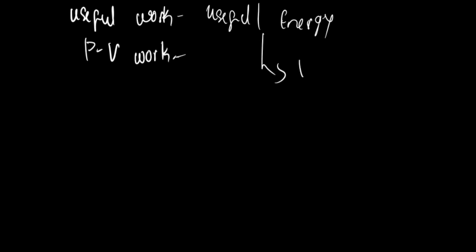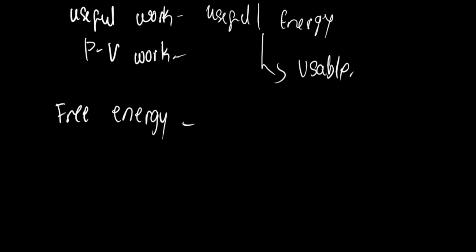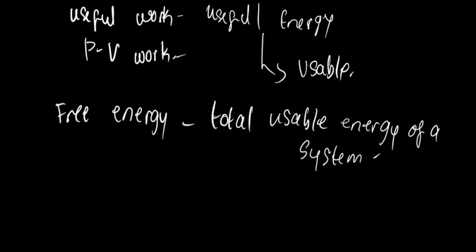Now, just as we have the useful work and the pressure volume work, we also have a useful energy. And this energy is useful because it is usable. This brings us to the idea of free energy. Free energy is the total usable energy of a system. In other words, it is the amount of energy available to do work other than the pressure volume work.